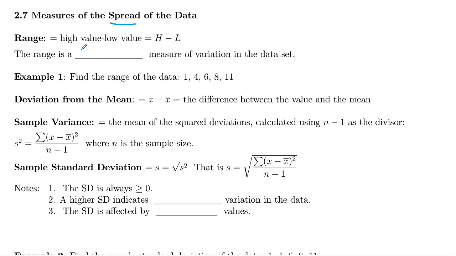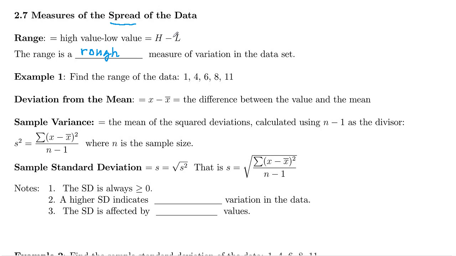So again, the range is just a rough measure of variation in the data set. The range is not a very good measure in that it's affected by extremes. If you have an extreme high, extreme low, then you could get a distorted measure for range. Also, since it only uses two values instead of all of the values, it's again giving a very rough estimation of variation.